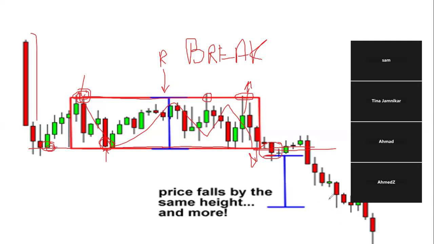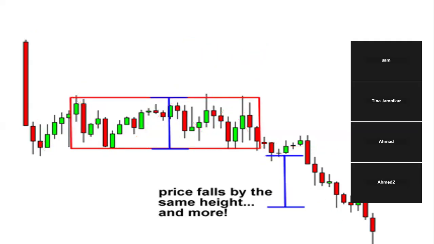So let us discuss a little bit about target and stop losses. The least target we are expecting after a bearish rectangle pattern formation is the distance between the support and the resistance. That's the least target we are expecting. Let's say the price over here is $100 and the price over here at the support is $90. So the difference is $10, right? So we're expecting a drop of at least $10. That means the price over here would be $80, right?